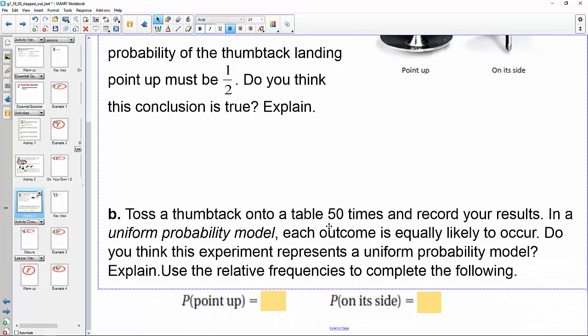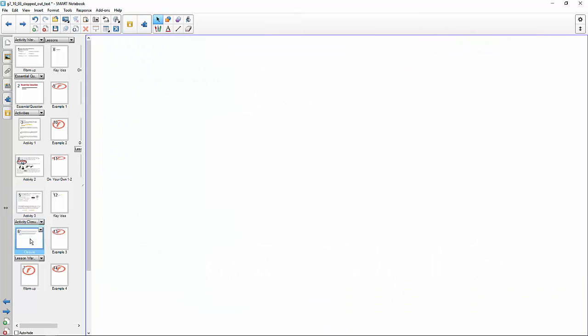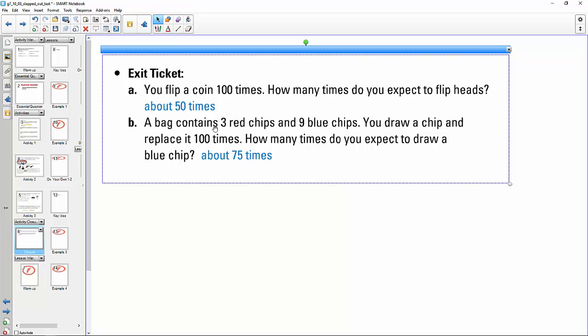Then it says toss a thumbtack 50 times on a table and record your results. Is it equally likely to occur? We have to do this in class and check it out. So we'll do that. You flip a coin 100 times. How many times do you expect it to be heads? Well, 50 you would expect, right? But it might not be. And then the other one says that I have a bag containing 3 red chips, 9 blue chips. You draw a chip and replace it 100 times.